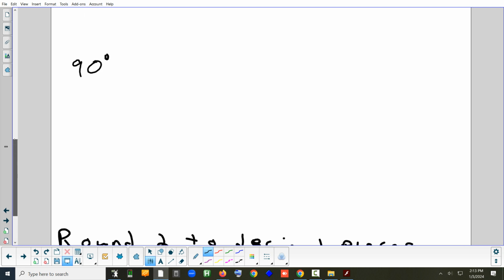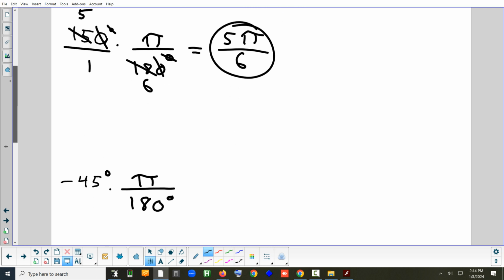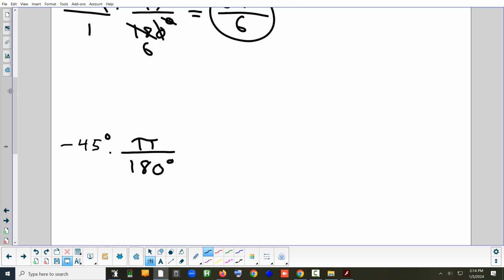Okay, so we'll do a round where we use the pi button. But for right now, we'll just keep this without a calculator. Okay, let's reduce. What goes into 45 and 180? 15 does. 5 does. Bigger is always better in this case.